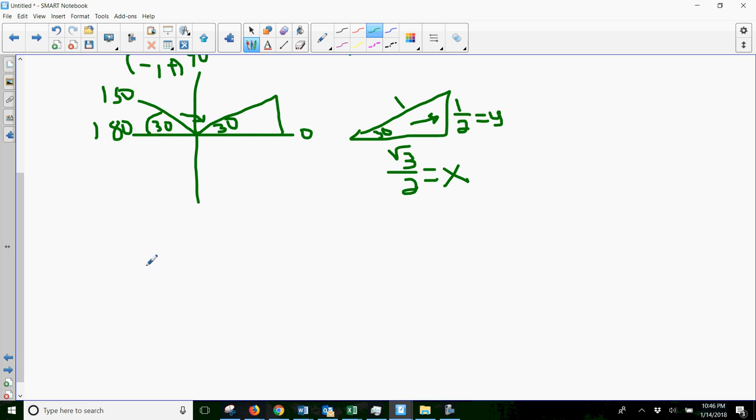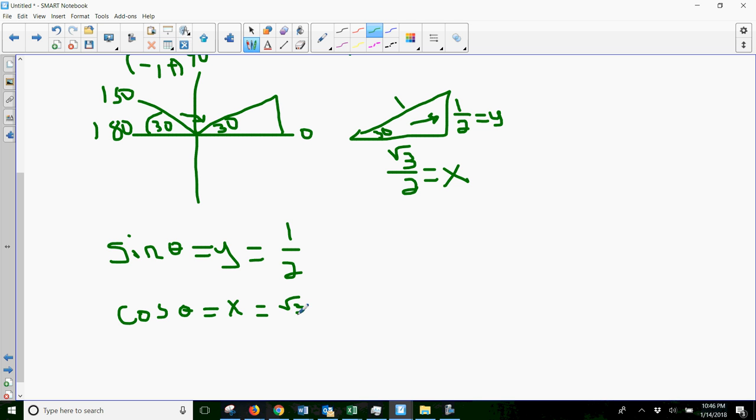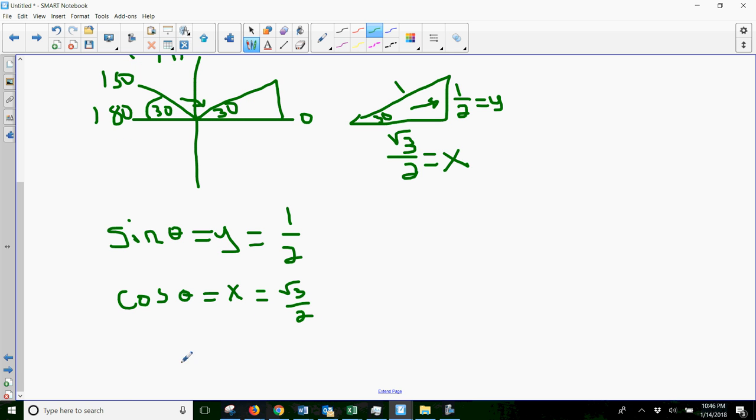So we have sine of theta, which is just y. So in this case, it is just 1/2. Okay. We have cosine theta, which is just x, which in this case is √3/2. And we have tangent theta, which is y over x. Remember that's sine over cosine. So here that's going to be 1/2 divided by √3/2.